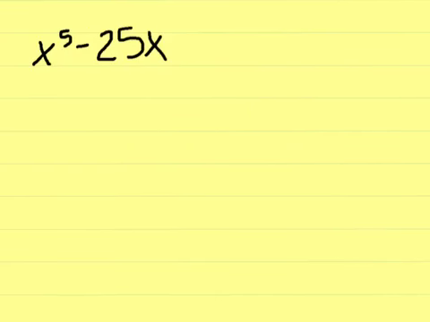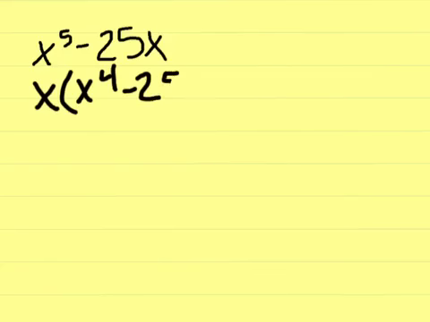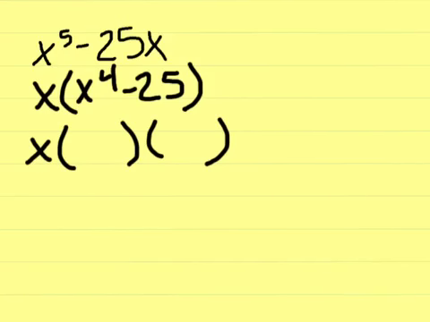Okay, so we have x to the fifth minus 25x. Common term is x. We're left with x to the fourth minus 25. We have a difference of two squares because the exponent's even. Square root of x to the fourth is x squared. Square root of 25 is 5. One's plus and one's minus.